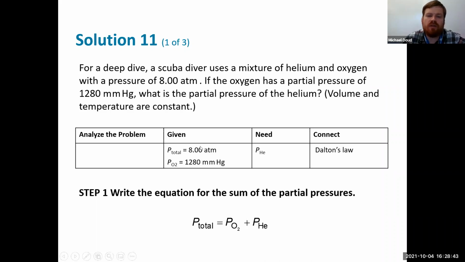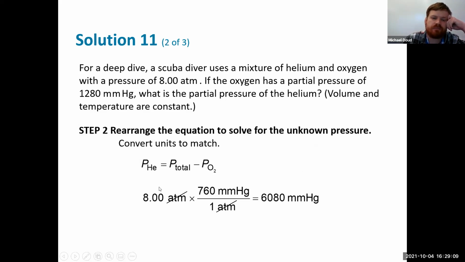So what do we know? We know that the total pressure is 8.00 atmospheres. We also know that the total pressure is a sum of the partial pressure of the oxygen plus the partial pressure of the helium. And finally, we're given the partial pressure of the oxygen, which is 1,280 millimeters of mercury. So all we have to do is convert our units from atmospheres to millimeters of mercury, and solve for the partial pressure of helium.